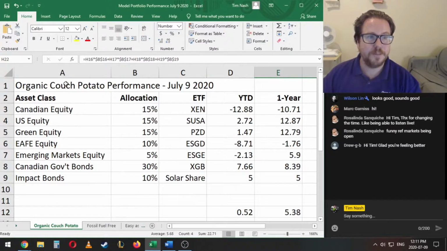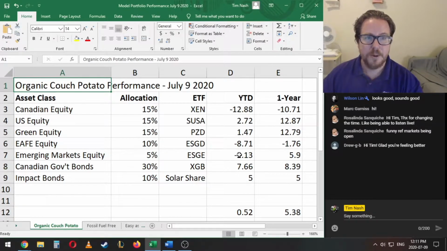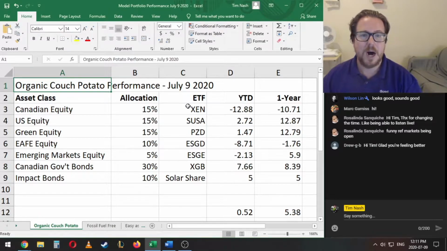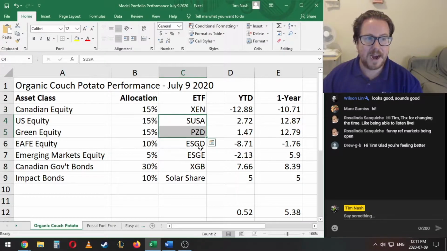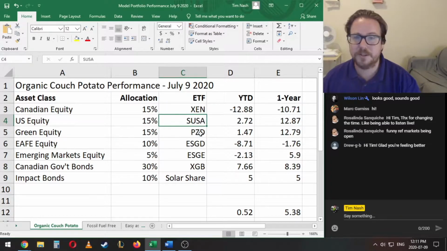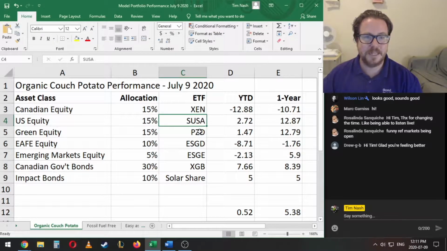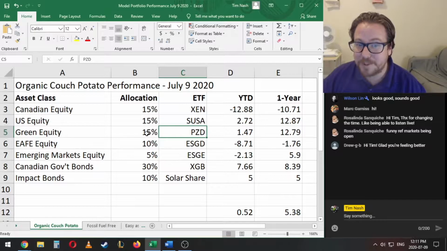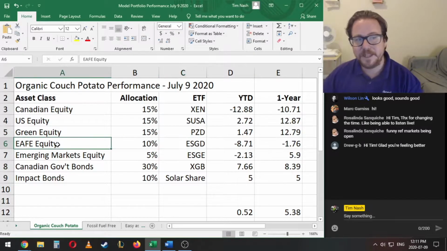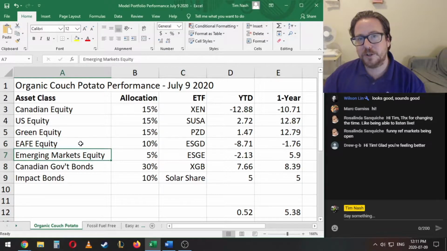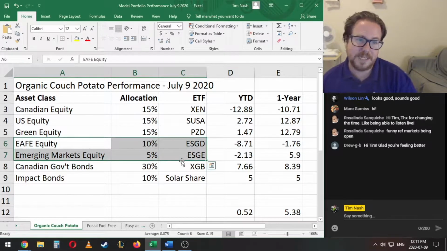From there, I'm going to start with my organic couch potato portfolio performance. This is one of my most popular ETFs, which is the organic couch potato. So you can see here, for Canadian equity, I've got the Jantzi Social Index. For the US equity, I've got SUSA, which is a very standard US equity ETF. I've got some green equity in here, so about 15% for green equity. I've got EAFE, which is Europe, Australia, Far East, and emerging markets, that I did have to split those up.